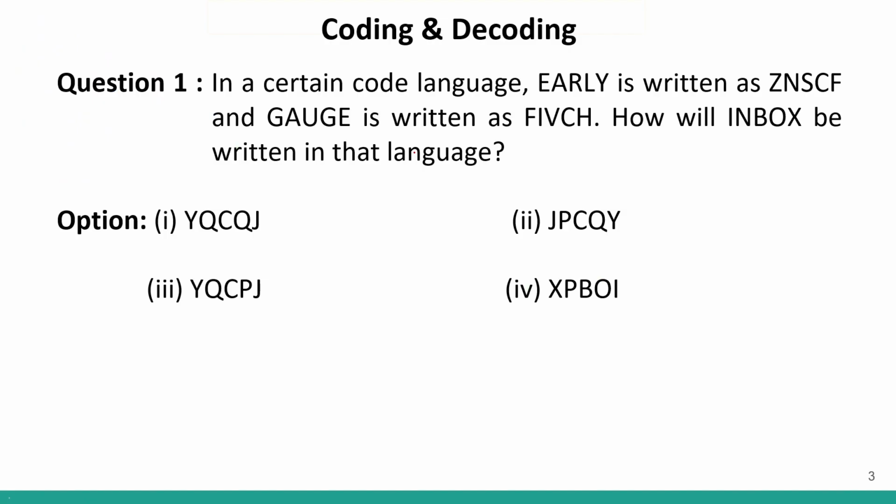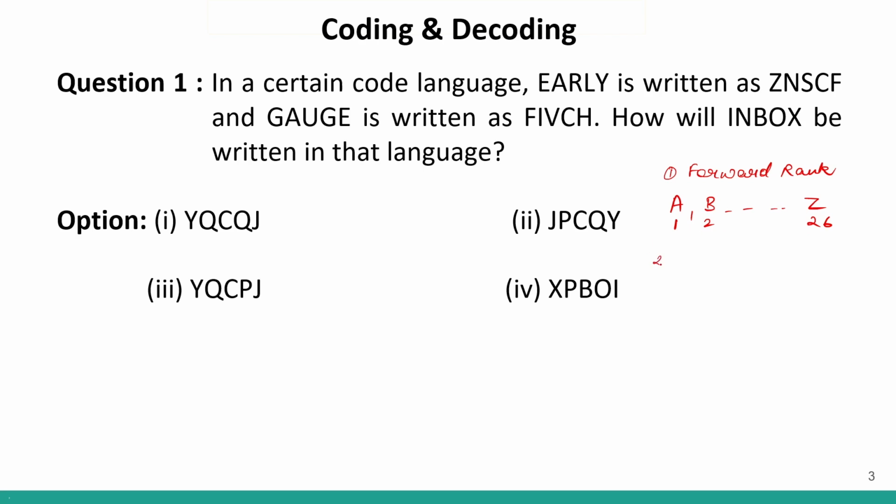So let us begin. Before we start, there are four concepts that we should revise in order to be able to solve coding and decoding questions. The first concept is forward ranks. What are forward ranks? Basically, numbers are assigned to each alphabet in increasing order. That means A is 1, B is 2, up till Z is 26.